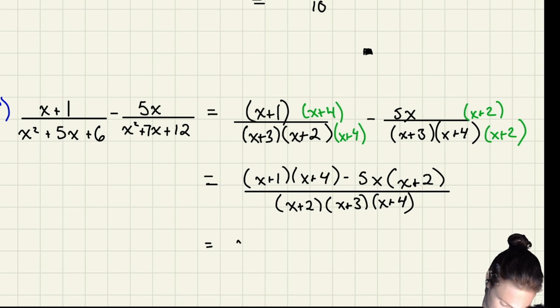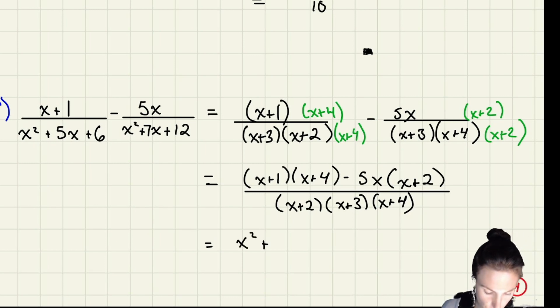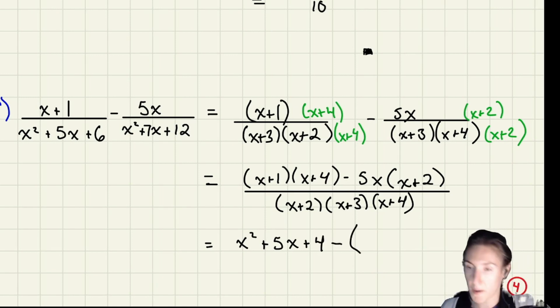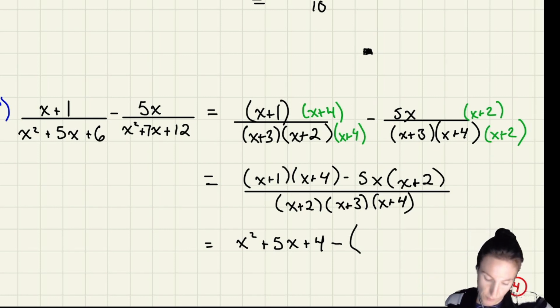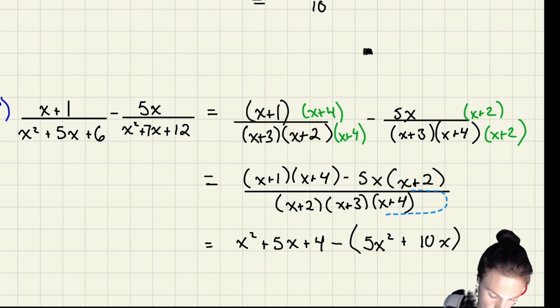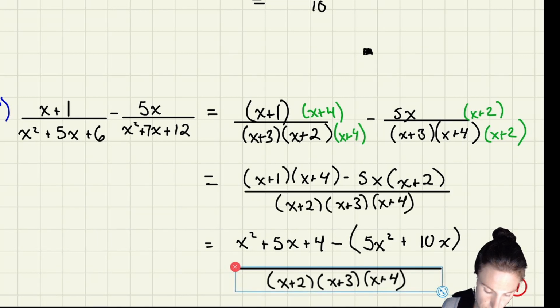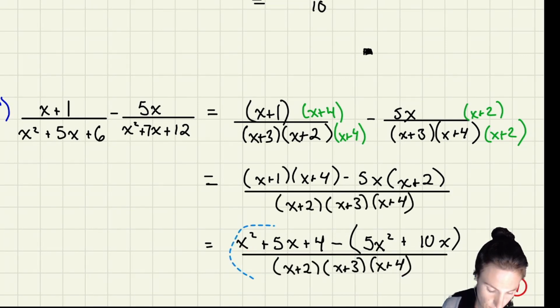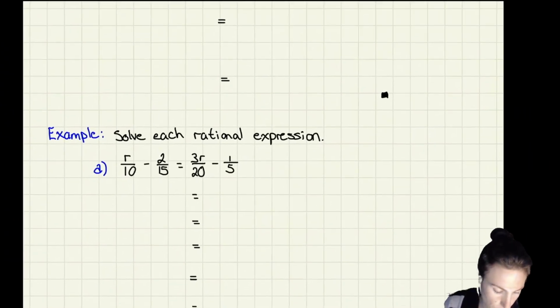So I'm going to get x squared plus 4x plus 1x, which is 5x, plus 1 times 4, which is 4. For the second term, I'm going to go minus and go big brackets to make sure I don't mess up my negative signs, or hopefully don't mess up my negative signs. 5x squared plus 10x. And now all of this is divided by x plus 1 times x plus 3 times x plus 4. For convenience, I'm going to bring this over to the next page so I can more easily see it.